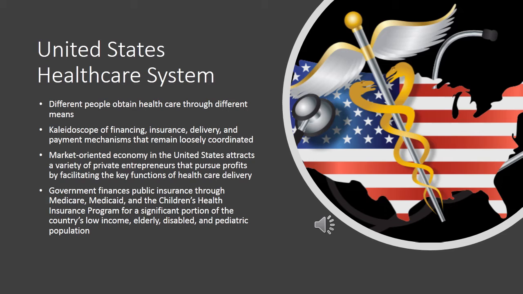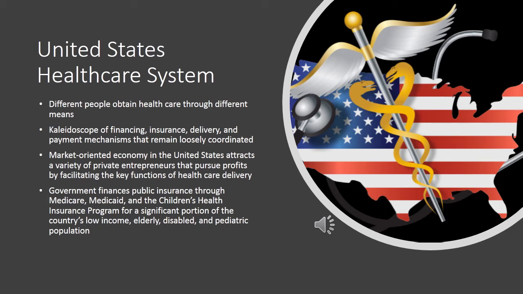The United States healthcare system is where different people and citizens obtain healthcare through different means. There is a kaleidoscope of finance, insurance, delivery, and payment mechanisms that remain loosely coordinated. And we have learned a lot about that this quarter in our class, so I don't really need to cover much on that, I'm sure.